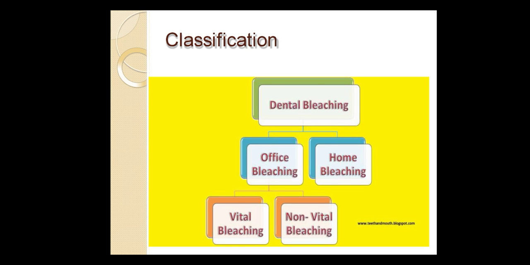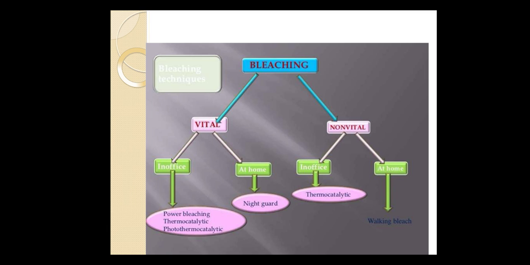So this is how we classify dental bleaching techniques. They are divided into office bleaching techniques and at home bleaching techniques. Office bleaching is further divided into vital bleaching and non-vital bleaching techniques. For vital tooth bleaching techniques in office, we use power bleaching, thermocatalytic and photothermocatalytic. At home it is mainly done by night guards. Coming to the non-vital bleaching techniques, in office it uses thermocatalytic, or it may be an at home technique which is called the walking bleach technique.